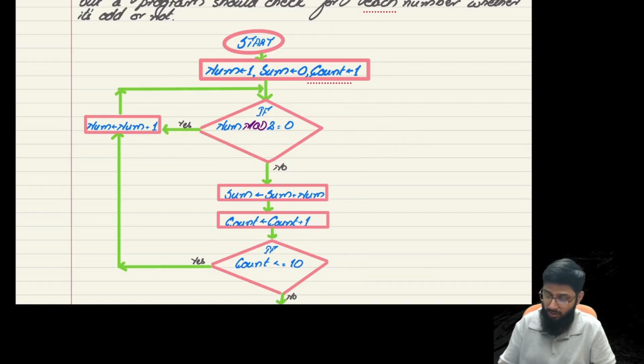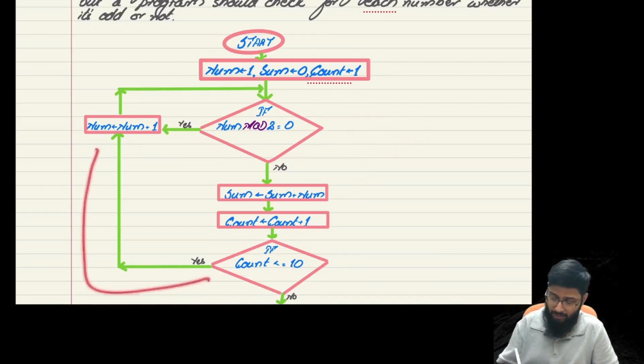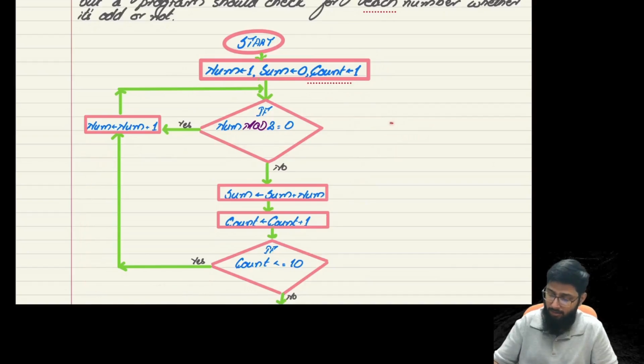No, it's not equal to 0. So we will be having a sum plus num, and the counter will be incremented by 1 this time. Now it says if count is less than or equal to 10. Is that so? Yes, it is. So coming up, now we will be checking for the next number. Now the number will be incremented by 1.